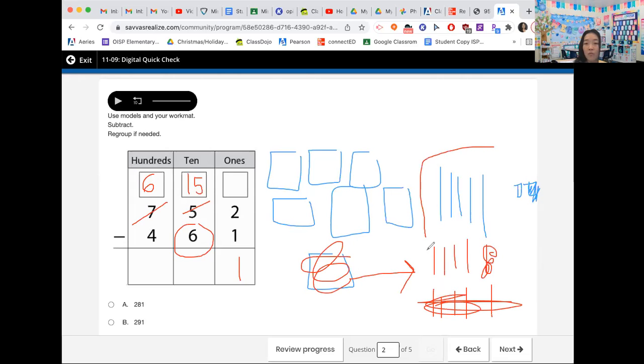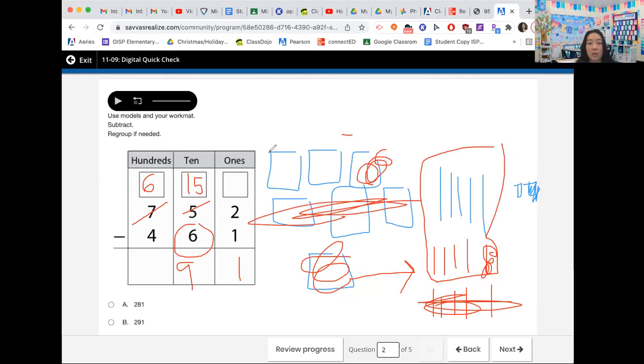What are we left over with? 5 blue and 4 red. What is 5 plus 4? 9. Now we have 6 hundreds left and we have to subtract 4 of them. So how many hundreds do we have left? What is 6 minus 4? 2. So what is our total answer? 291. Very nice.